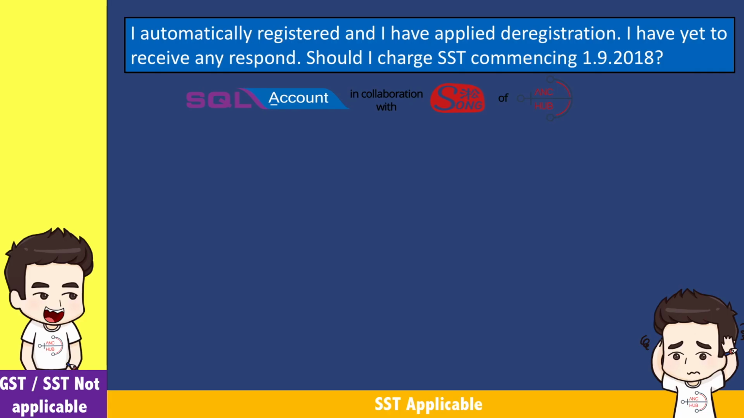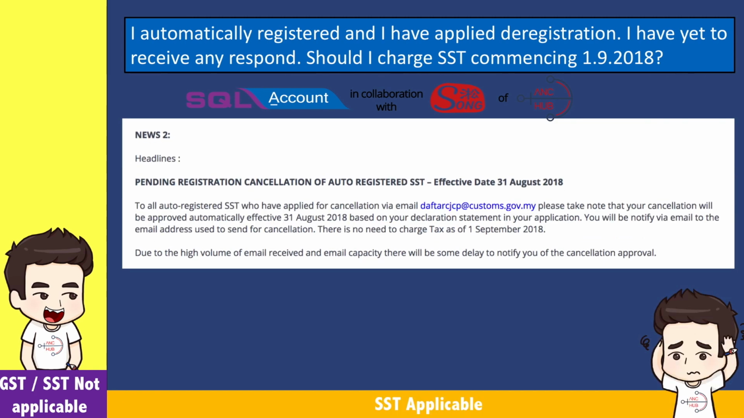Number 2. I was automatically registered and I have applied for deregistration. I have yet to receive any response. Should I charge SST commencing tomorrow, September 1st? Now the customs came out with a new announcement, which is today, 31st of August, this morning. It mentioned that all the auto-registered SST persons who have already cancelled their registration via email, sent to this email address, should please take note. The keyword is those that auto-registered for SST. If you manually registered and then try to cancel, you will have some problem. These are not eligible for you.